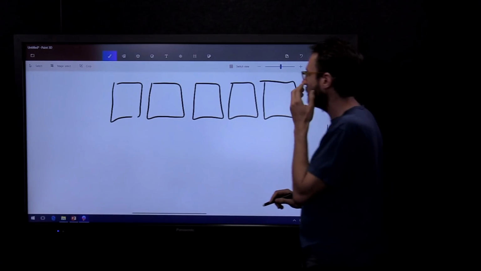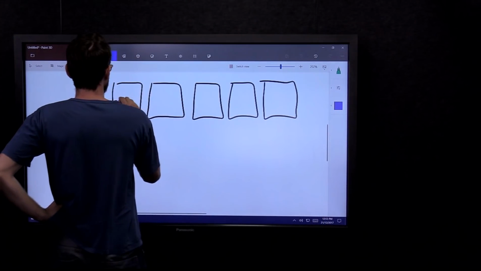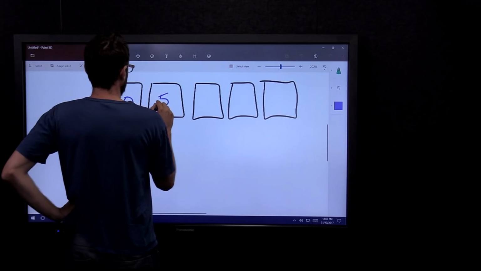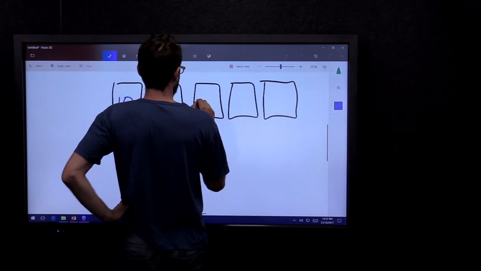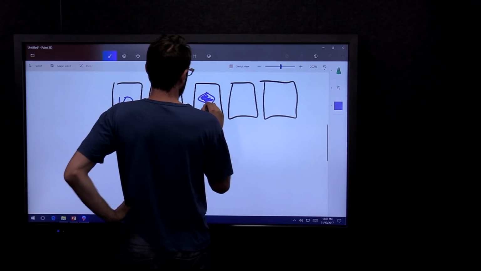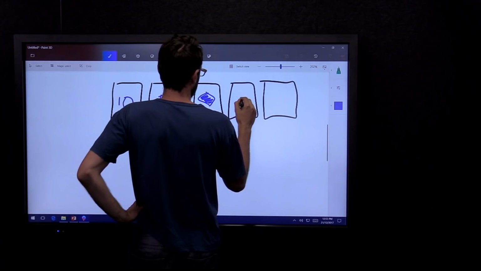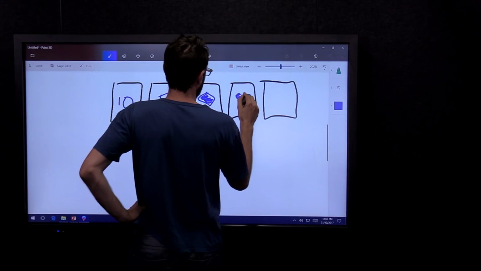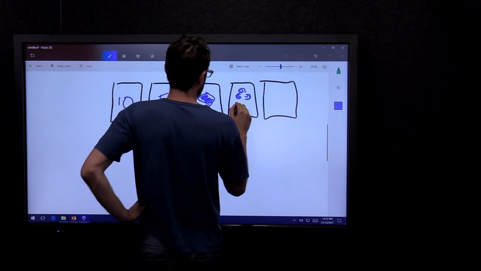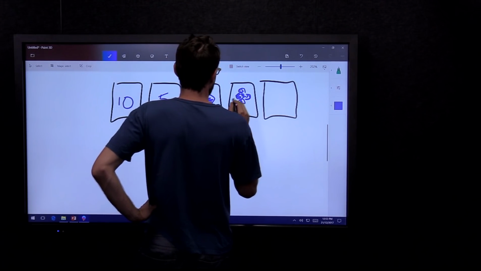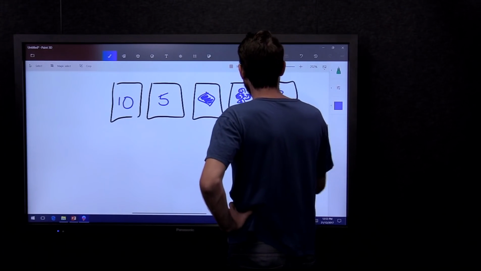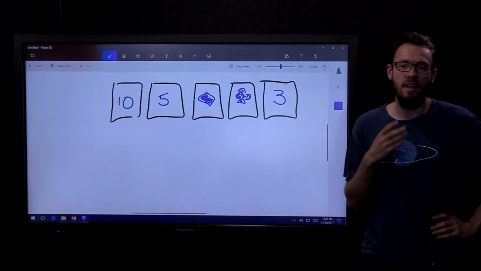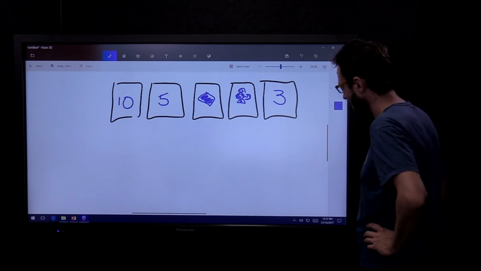So in this case, I'm going to go 10, 5, diamond, club, three, and we're going to look at another one of these nested conditionals.